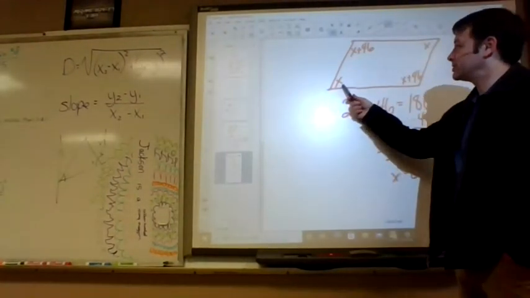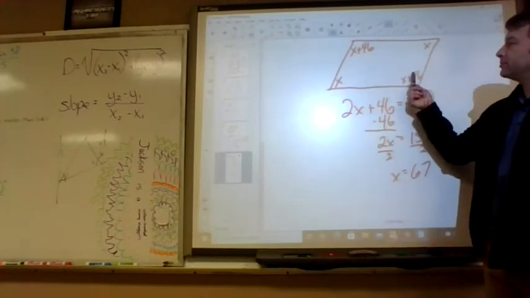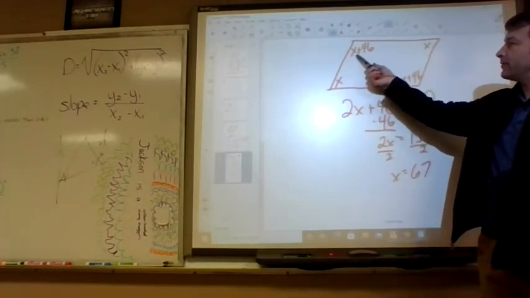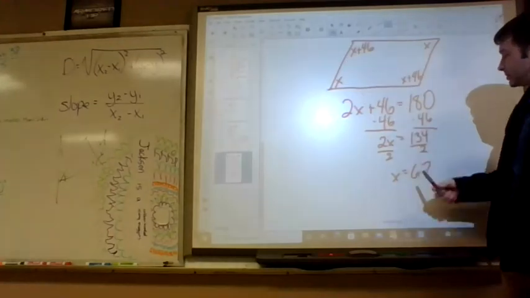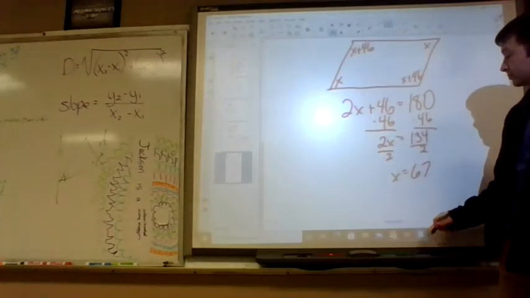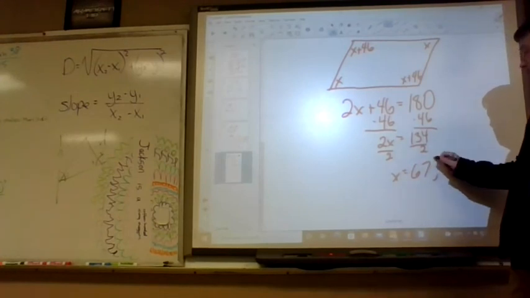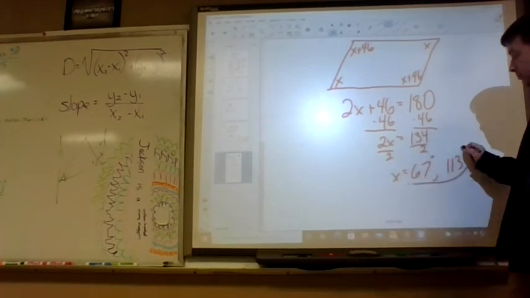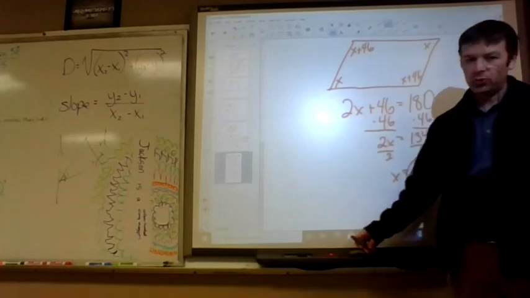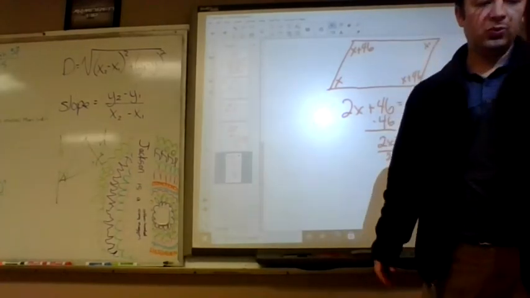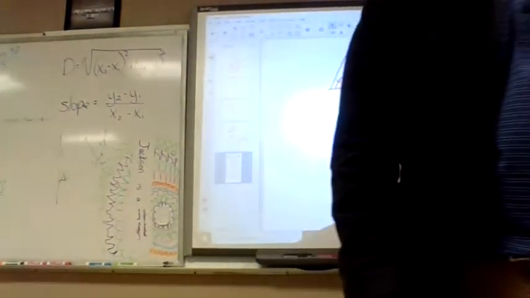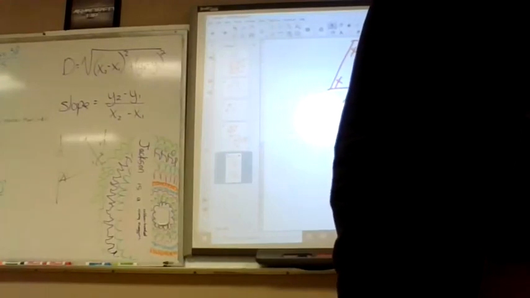So this is 67. They only want the 2, because these are just repeats. How would I find this angle? Plus 46. Oh yeah, we're only doing 26.